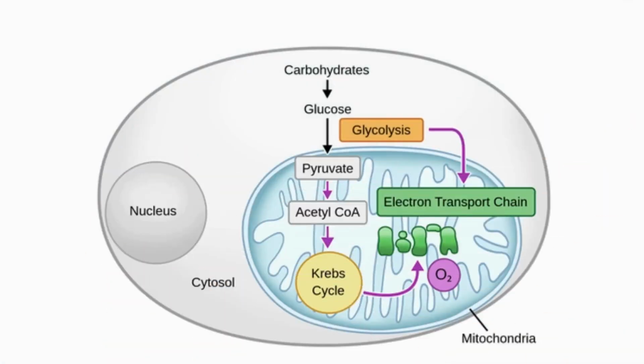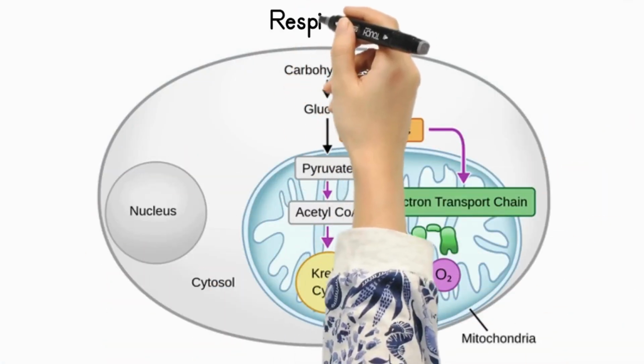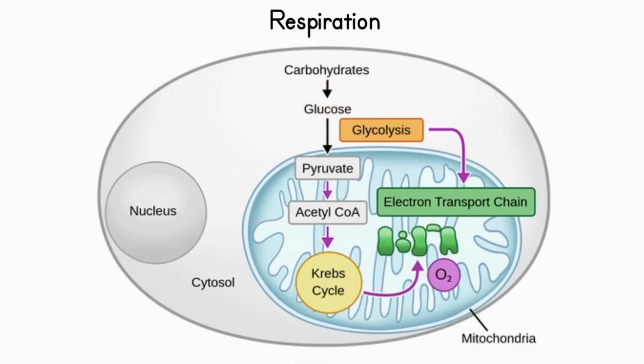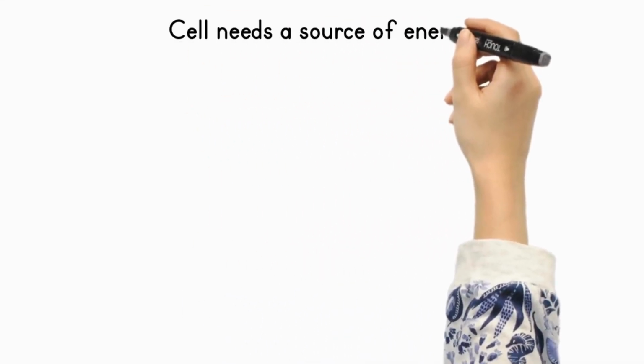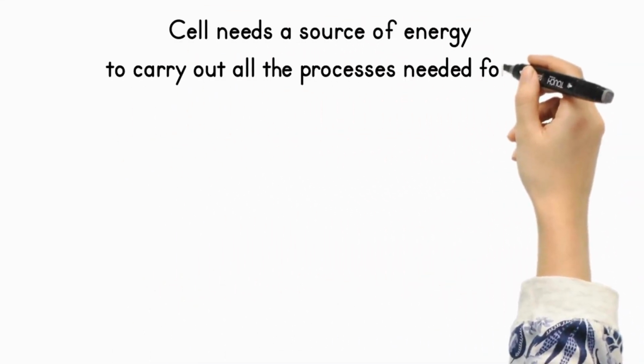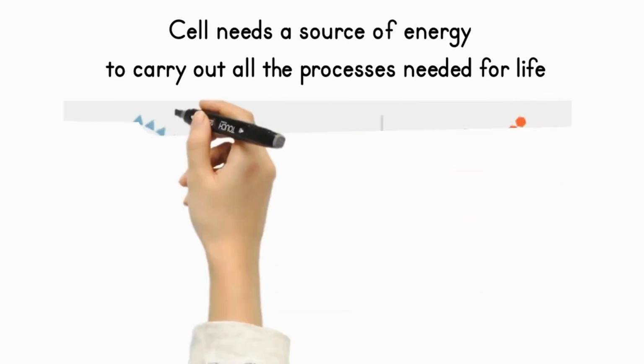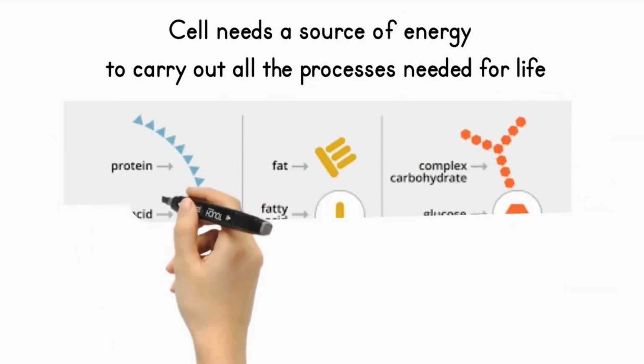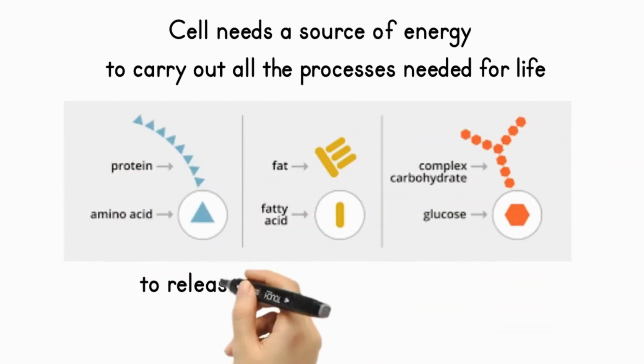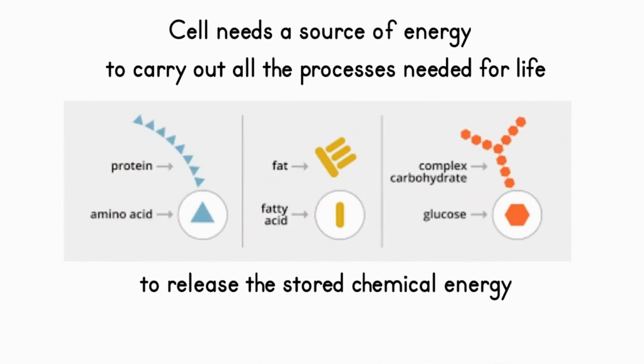In today's episode, we will be exploring respiration, so let's dive right in. A cell needs a source of energy in order to be able to carry out all the processes needed for life. It gets this energy by breaking down food molecules to release the stored chemical energy that they contain. This process is called respiration.